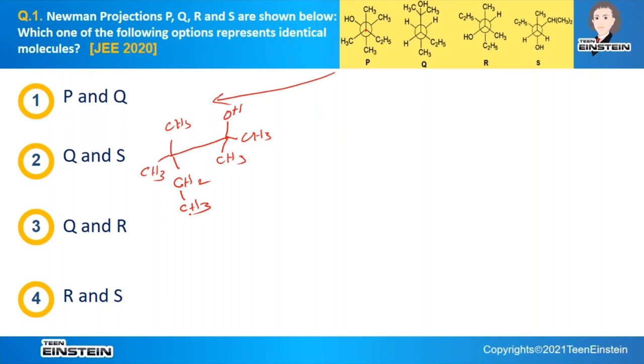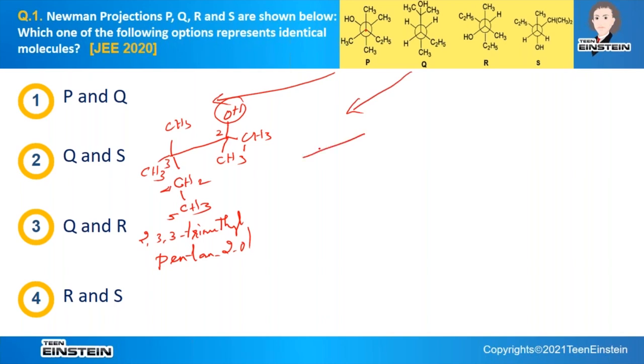First, let's start the numbering of this compound. The numbering starts from the longest possible chain containing the functional group. Here the functional group is the OH group, so the numbering starts from this methyl group. This is 1, this is the second carbon, this is third, fourth, and fifth. So the IUPAC nomenclature of this P compound is 2,3,3-trimethylpentan-2-ol.